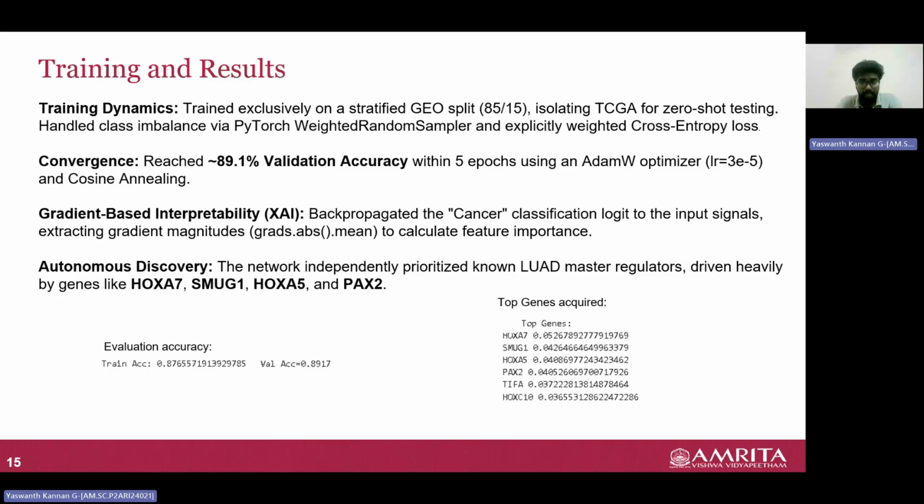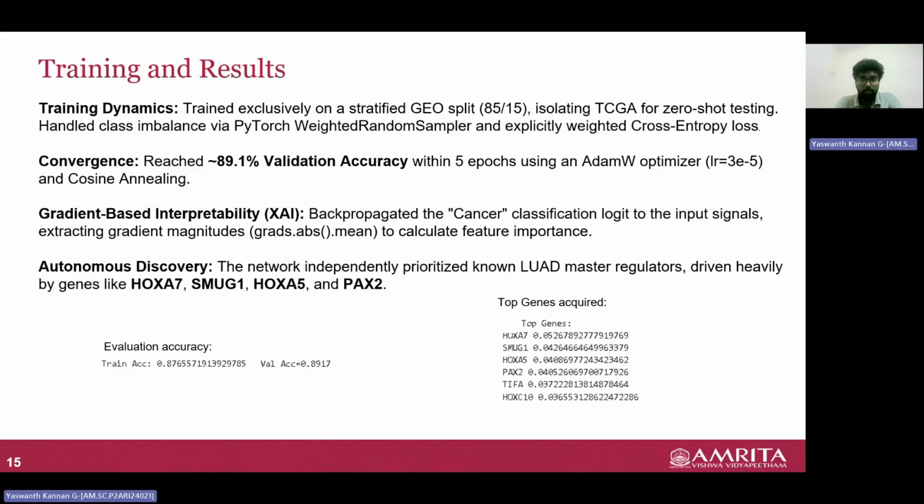The model was trained using an AdamW optimizer with a learning rate of 10 power 3 into 10 power minus 5, along with a cosine annealing schedule in order to make sure that it has a stable convergence to the minimum. During the training, the model converged relatively quickly, achieving approximately 89.1% validation accuracy within 5 epochs, where each epoch is batched into 441 batches.